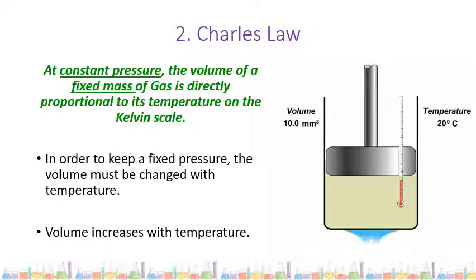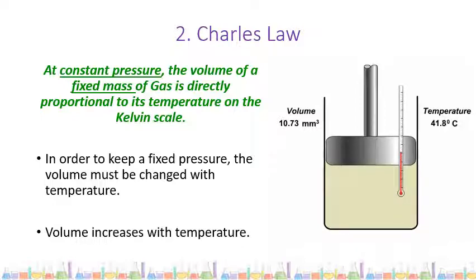The second law is Charles's law. This time we're keeping the pressure constant, so we're not going to change the pressure. We're looking at the relationship between volume and temperature. And Charles's law is that the volume of a fixed mass of gas is directly proportional to its temperature on the Kelvin scale. Now, you may have been distracted by the animation on the right there while I was talking.